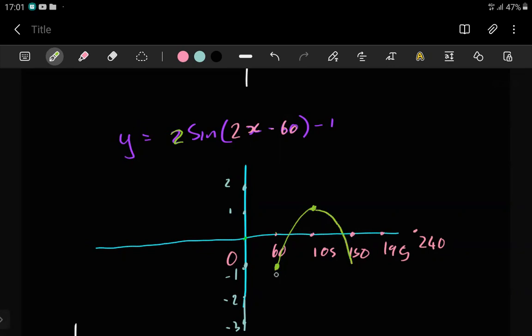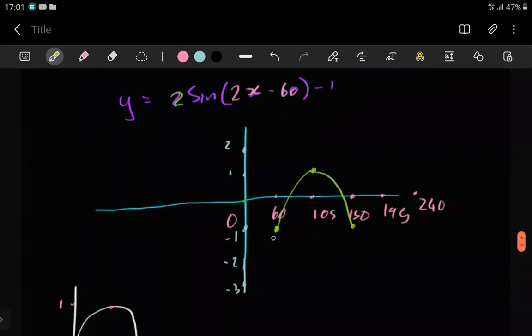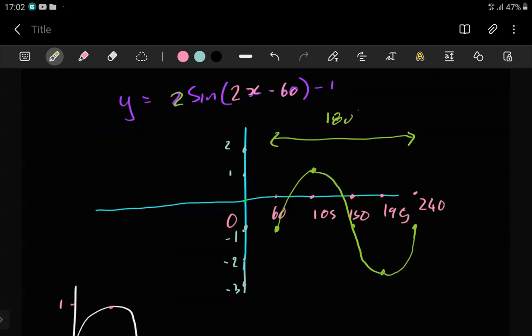and then it's going to be in line with this. And then it's going to need to go 2 units downwards again, until it's somewhere there. And then it's going to go up 2 units again, you see. So in a space of 60 to 240, you can see that's 180 degrees.